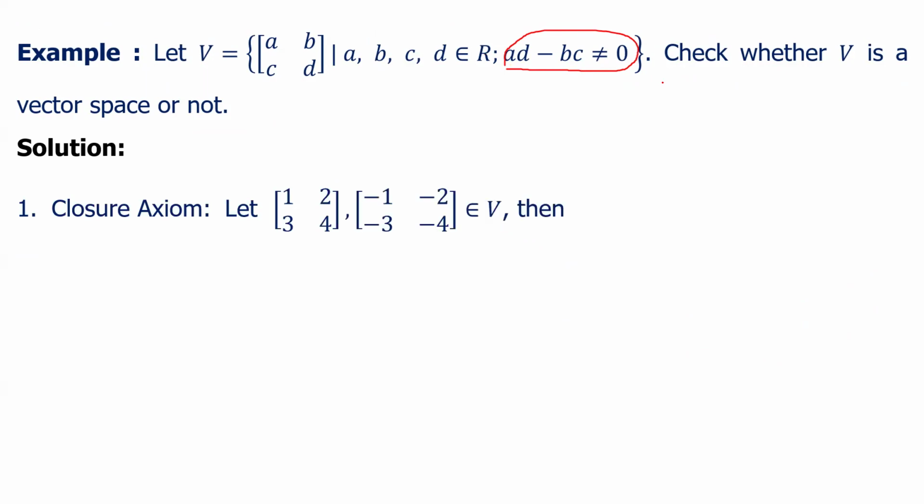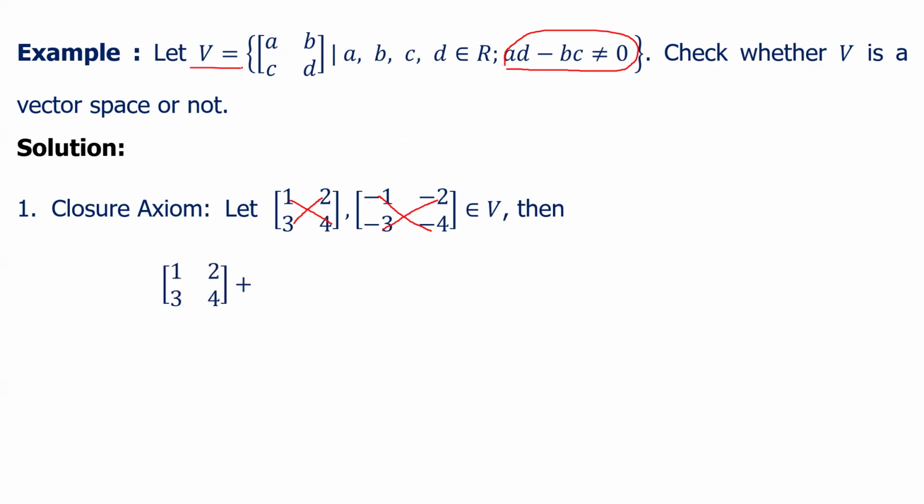Let me take two different elements, [1, 2; 3, 4]. If we multiply, 1 into 4 is 4, 3 into 2 is 6. Clearly, AD minus BC is not equal to 0. Similarly, for [minus 1, minus 2; minus 3, minus 4], minus 1 into minus 4 is 4, which is also not equal to 6. So we have taken two elements of V.